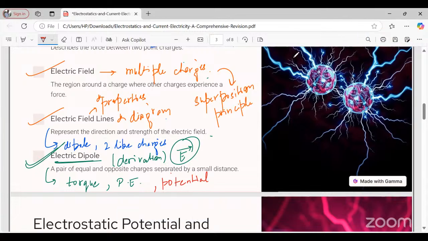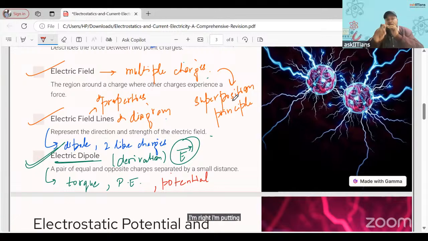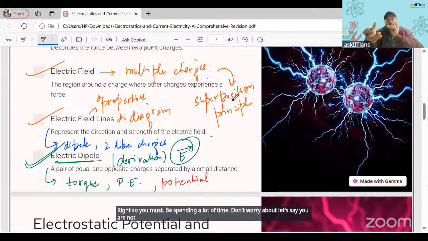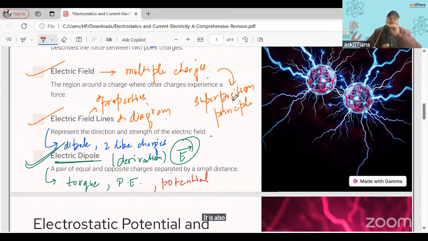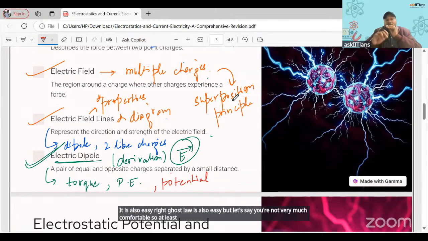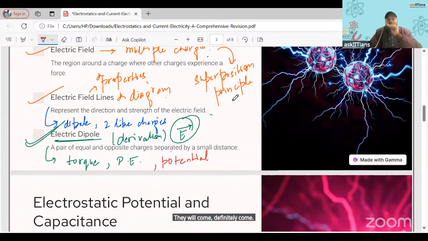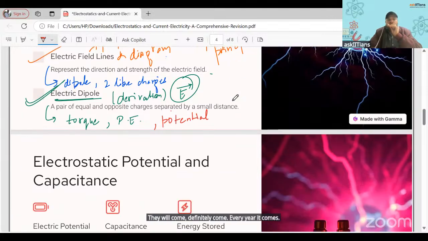Yes, I'm putting across the significance of this topic, the electric dipole. So you must spend a lot of time on it. Don't worry if you are not very comfortable in Gauss law, it is also easy. But at least spend time and write these derivations associated with the electric dipole two times, three times. It will definitely come. Every year it comes.